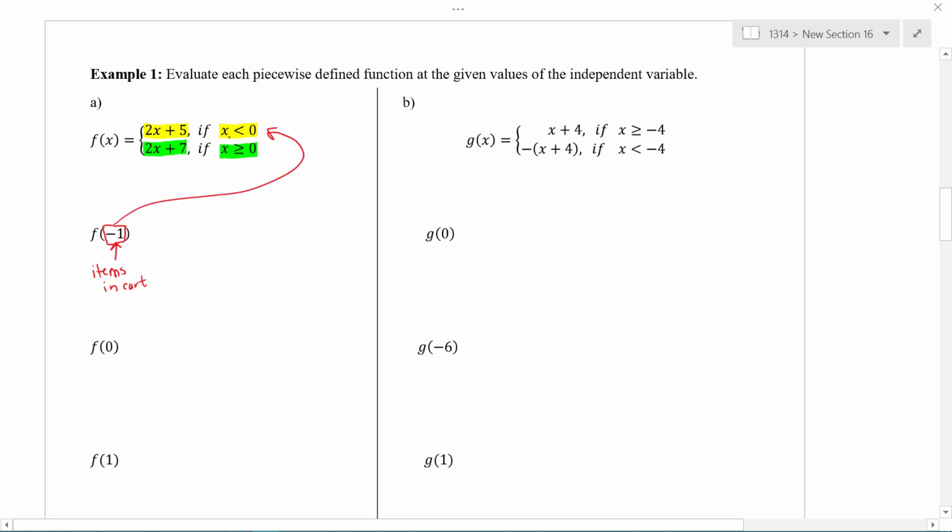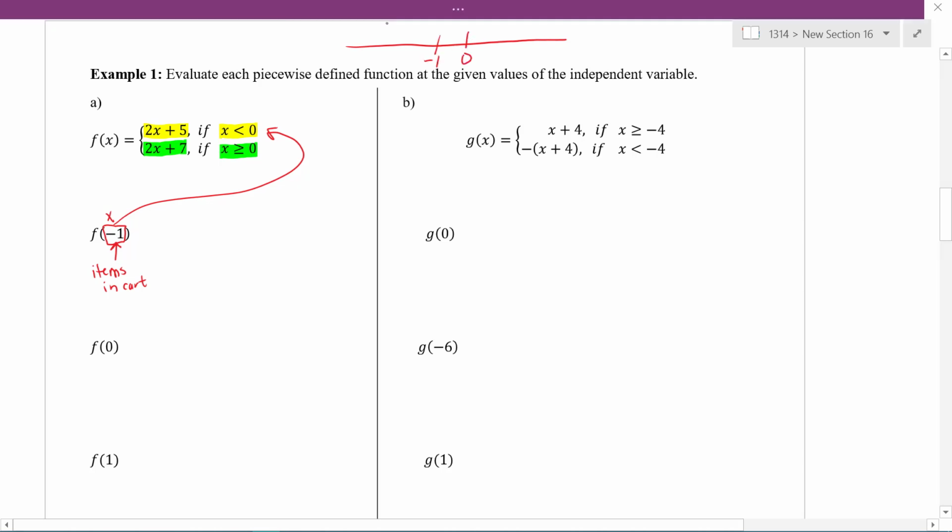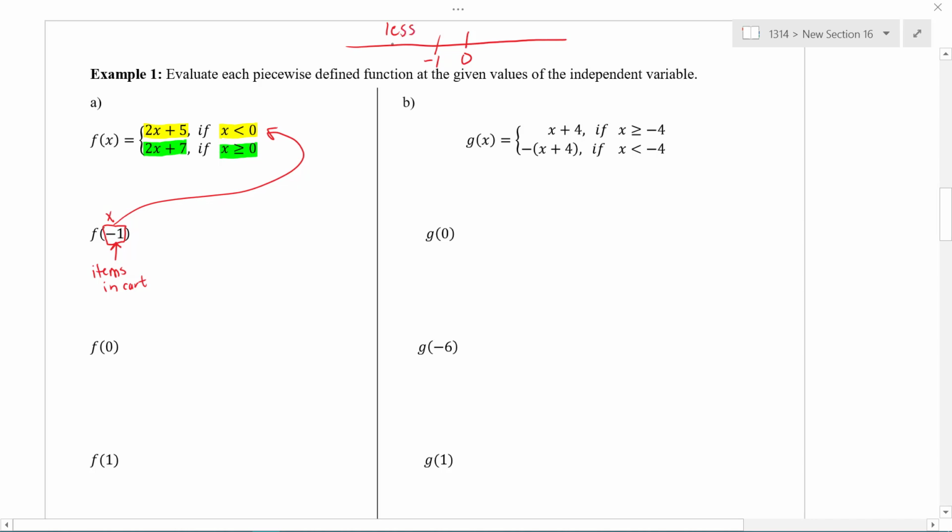So we only use the top equation, or we only go in lane 1, if the x value, remember this is the x value that's going into the function, is less than 0. So I have to decide, is -1 less than 0? And yes, it is. Okay, if you think about your number line, you have 0, -1 is to the left. Everything to the left is less than 0, right? So I'm thinking about that number line. Okay, so x less than 0, -1 is definitely less than 0, so we're going to use lane 1.